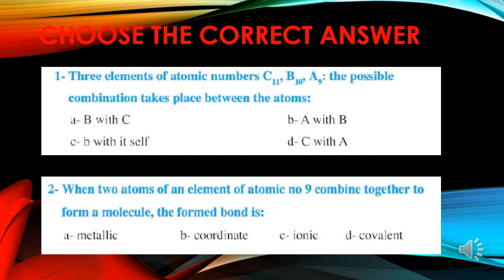Question number 2. When two atoms of an element of atomic number 9 combine together to form a molecule, the formed bond is A, metallic; B, coordinate; C, ionic; D, covalent. Element of atomic number 9, its electronic configuration is 2,7. So it will gain one electron to be stable. So it will be a non-metal. Two non-metals make a covalent bond. So the answer will be D, covalent bond.